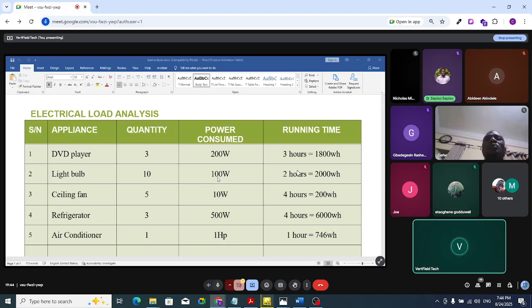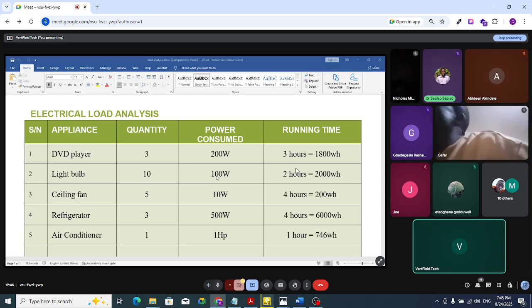Now the third thing is what? The running time. This running time tells you how long the client intends to power up these appliances: 1 hour, 2 hours, 3 hours, 4 hours, 5 hours. So that is the basic explanation for the parameters that are required to run a load analysis on these 5 appliances.